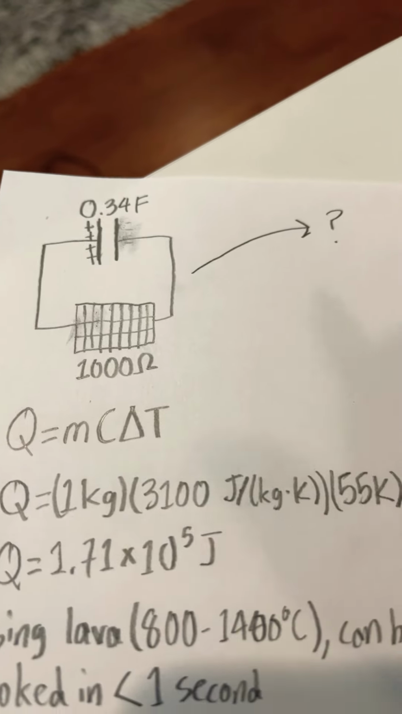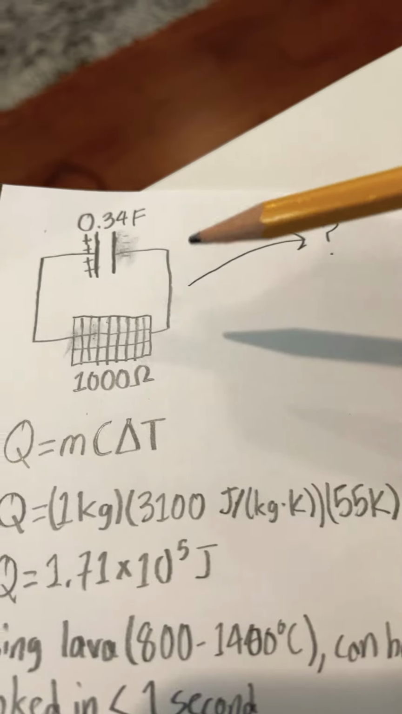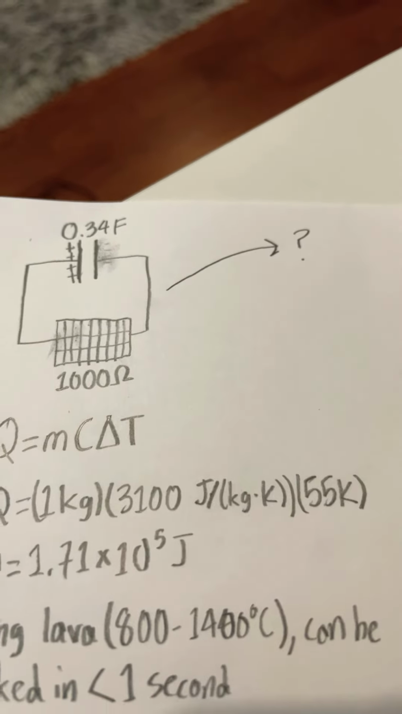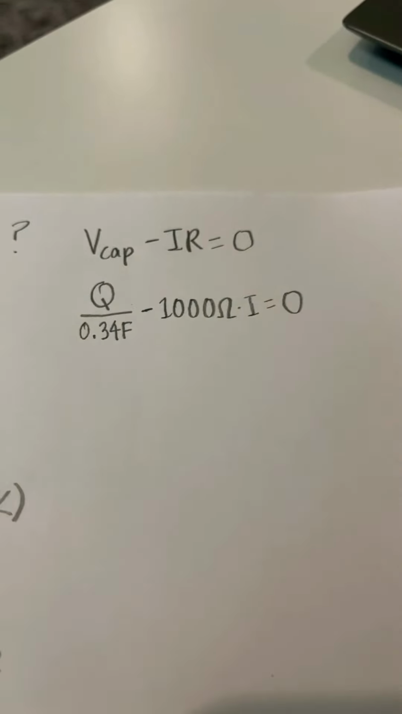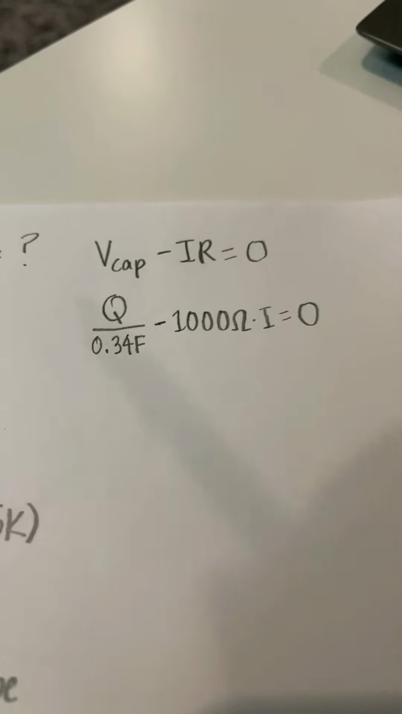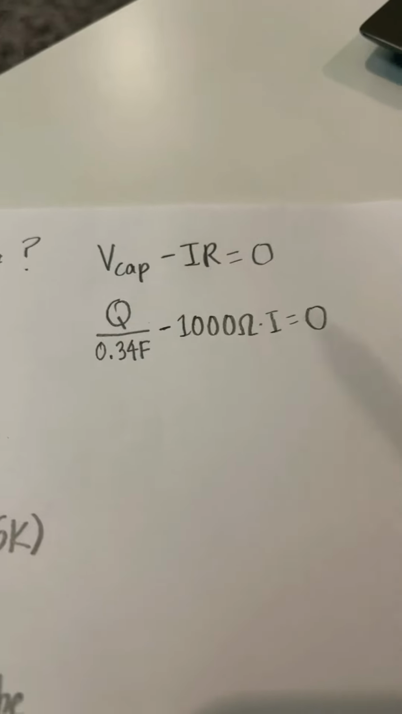Now let's examine how long it takes for this capacitor-powered stove in order to cook the chicken. In this case, we have a 0.34 farad capacitor powering a 1000 ohm stove, right? And we can use RC circuits in order to determine the time it will take for all the charge to leave the capacitor. Let's start by making a Kirchhoff's loop equation, right? Because Kirchhoff's law tells us that the sum of the potential differences must equal 0.